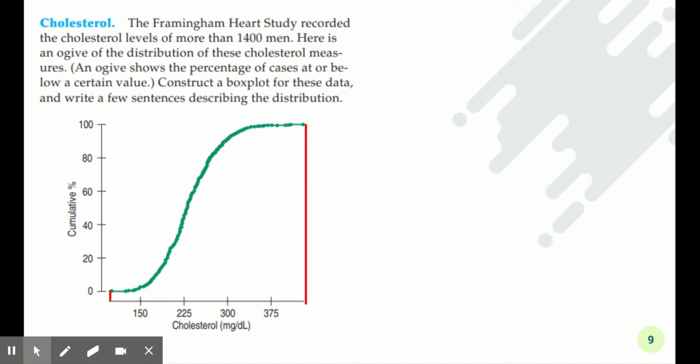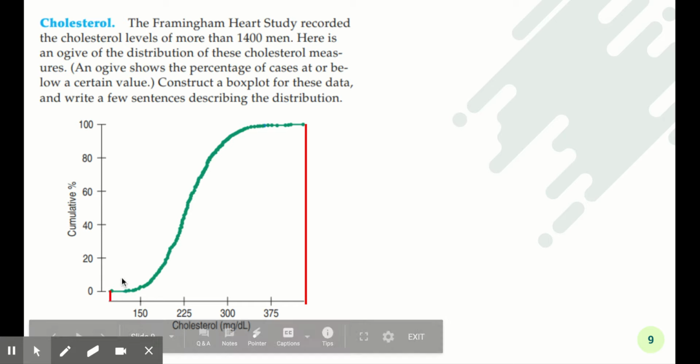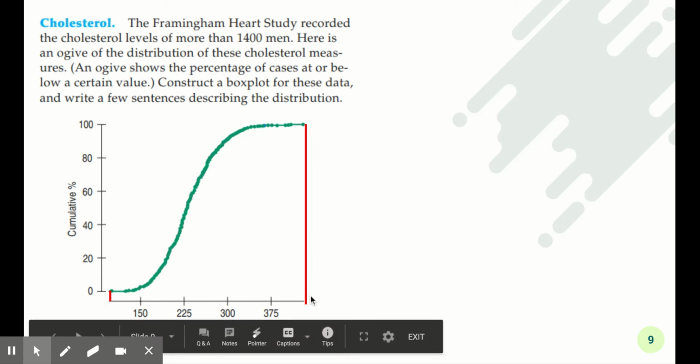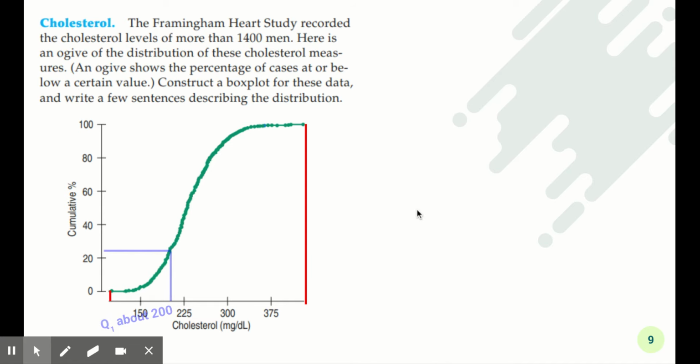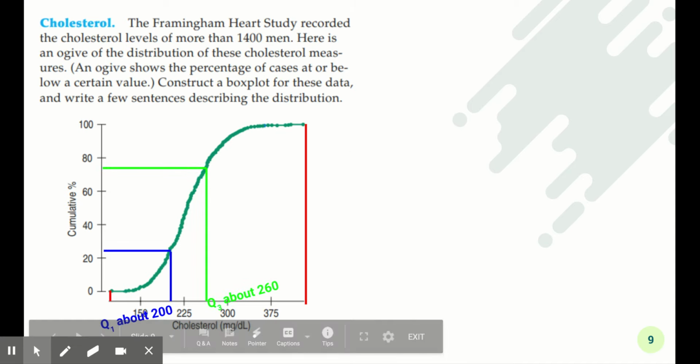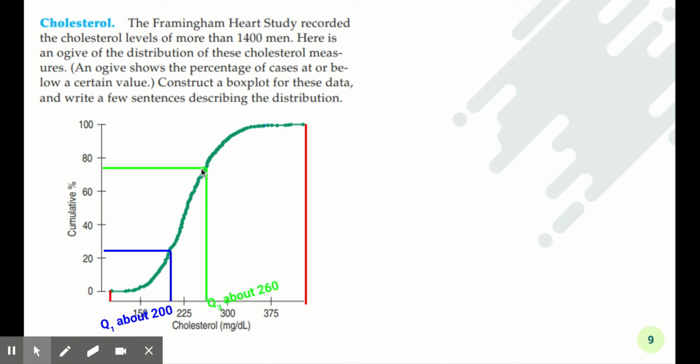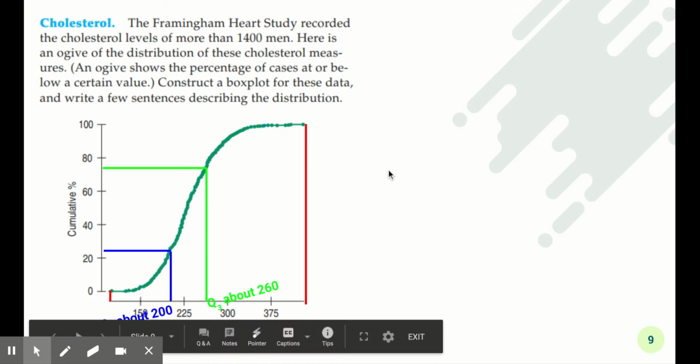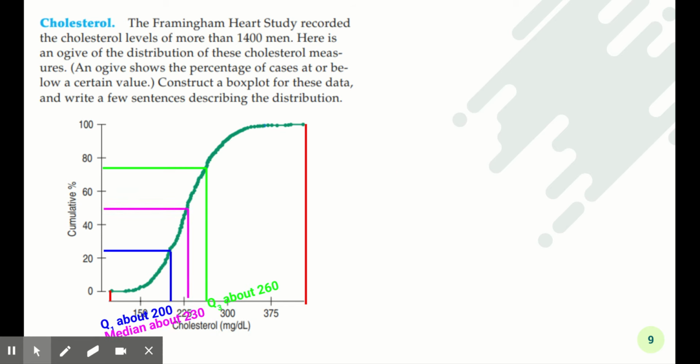First, we're going to start by finding the min and the max. The minimum value over here and the maximum value over here. So I'd say that's about 100 something and about 400 something. Next, we're going to find the lower quartile, which is about 200. Same thing, you go to your vertical axis, find about 25%, go out to your graph, and go down. That was about 200. Our upper quartile is about 260. I went up to 75%, went to my graph, drew a vertical line down, and it was about 260. And then my median was about 230.